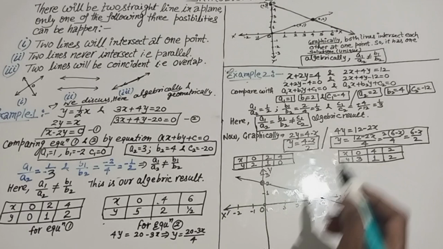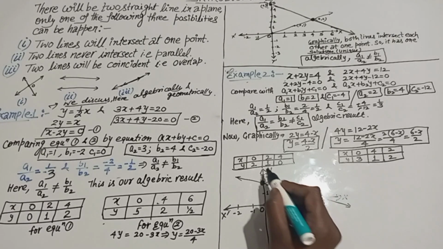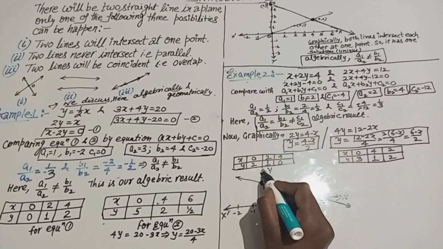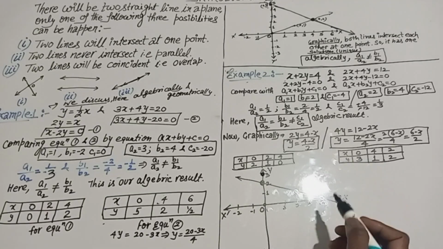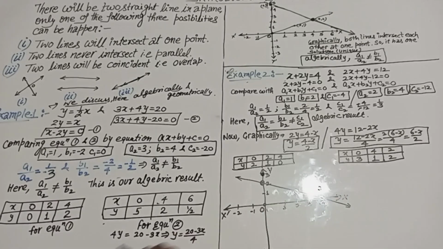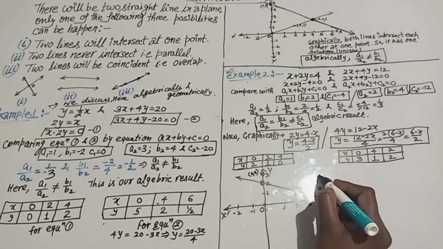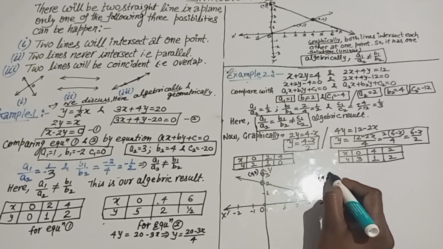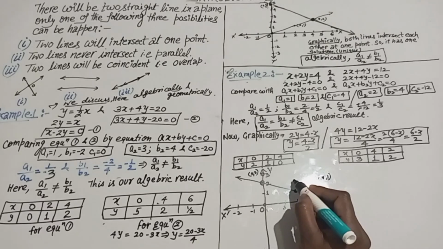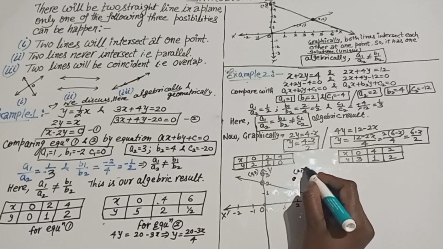Okay, next 0 3. 0 3 is on the y axis. So here is the 0 3. Next 4 1. 4 and 1 is here. Then 2 2. 2 and 2 is here.